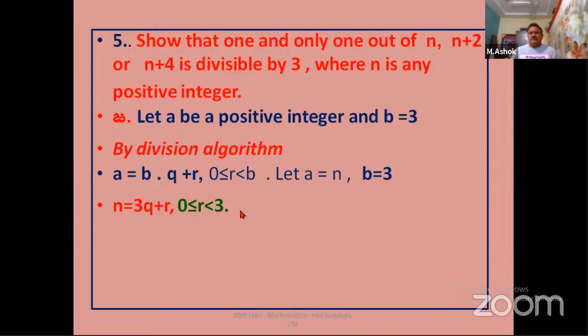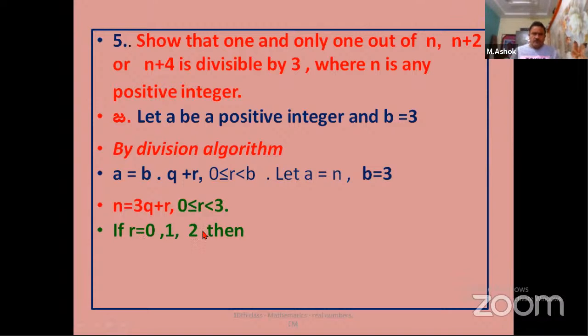Children, observe carefully and note it in your notes. I will give time, and after this you have to solve the remaining sums in the textbook. Then you can get it easily. Now, we know if you divide any number by 3, the possible remainders are 0, 1, 2.